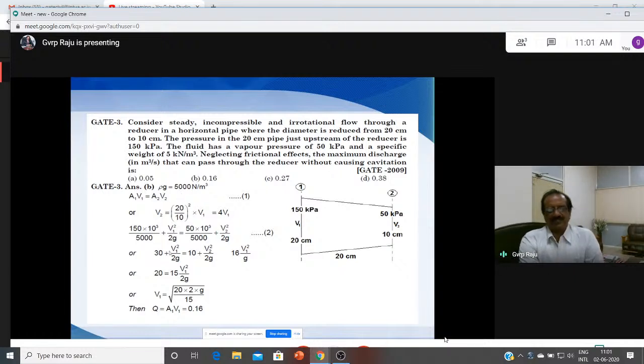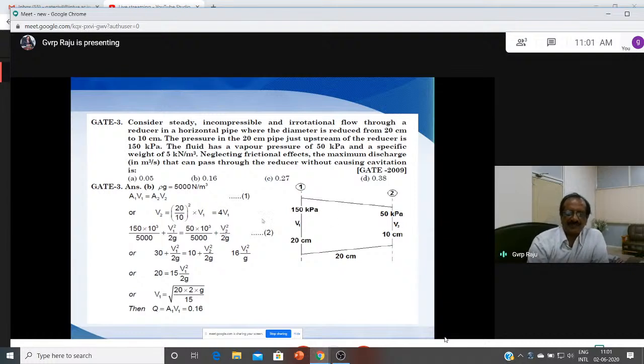So Bernoulli's equation is P1 by W plus V1 square by 2g plus Z1, which is equal to P2 by W plus V2 square by 2g plus Z2. And as the pipe is horizontal, Z1 is equal to Z2. So you need not take Z1 and Z2. So this is P1 by W plus V1 square by 2g, which is equal to P2 by W plus V2 square by 2g.